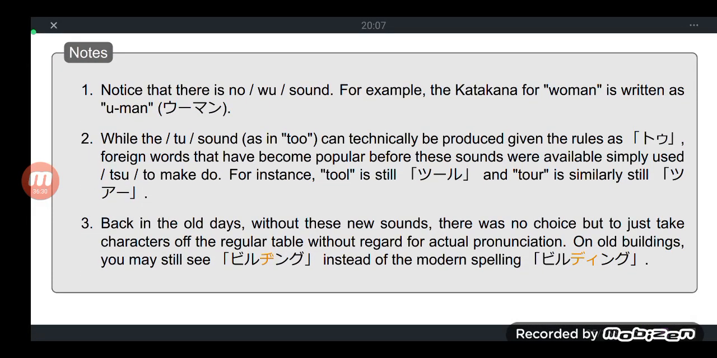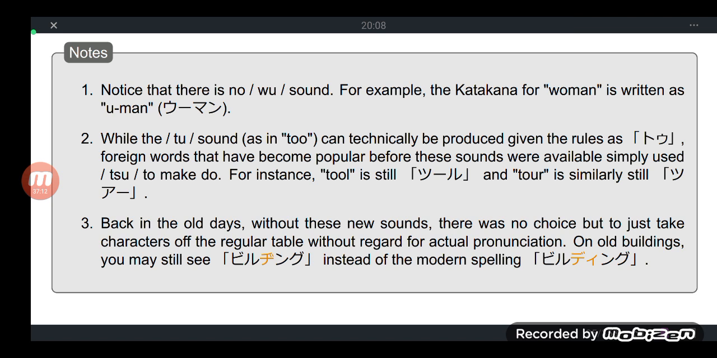Note that there is no wu sound. For example, katakana for woman is written as uman. Yeah, there's no wu sound. While the tu sound as in tool can technically be produced given the rules, foreign words that became popular before these sounds were available simply use chu to make do. For example, tool or chur is similar to chua, to emphasize the last part. And back in the old days, without these new sounds, there was no choice but to just take characters off the regular table without regard to actual pronunciation.